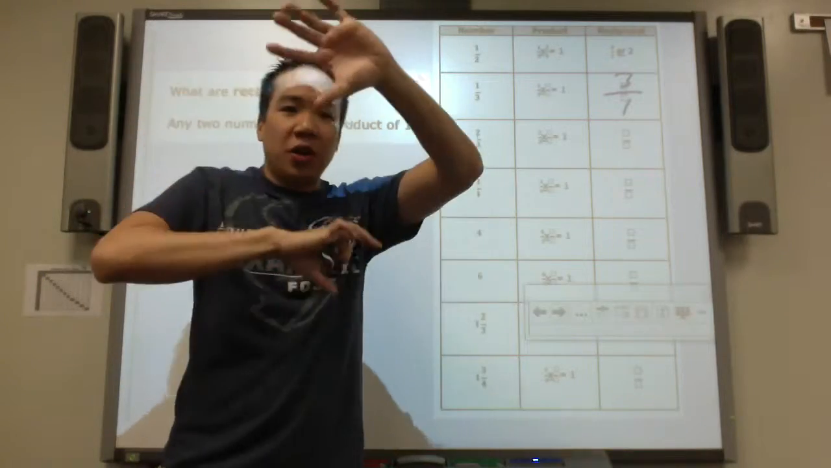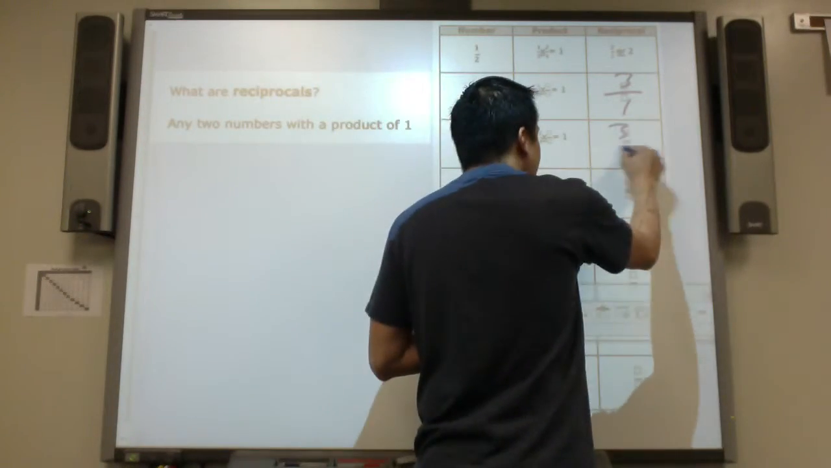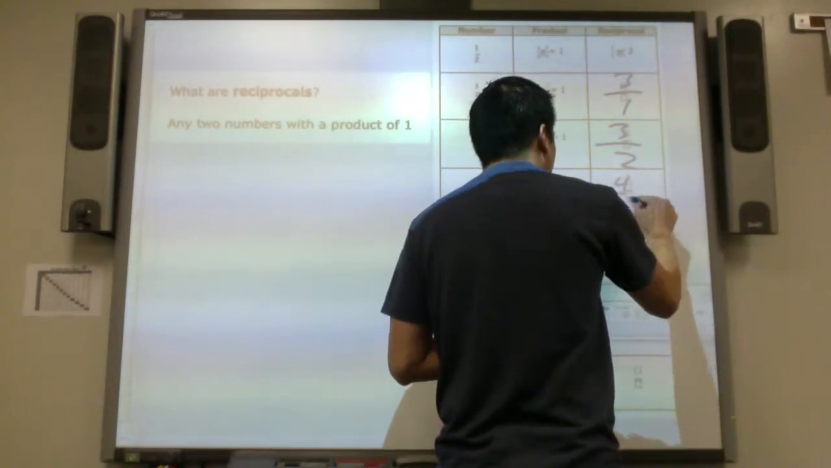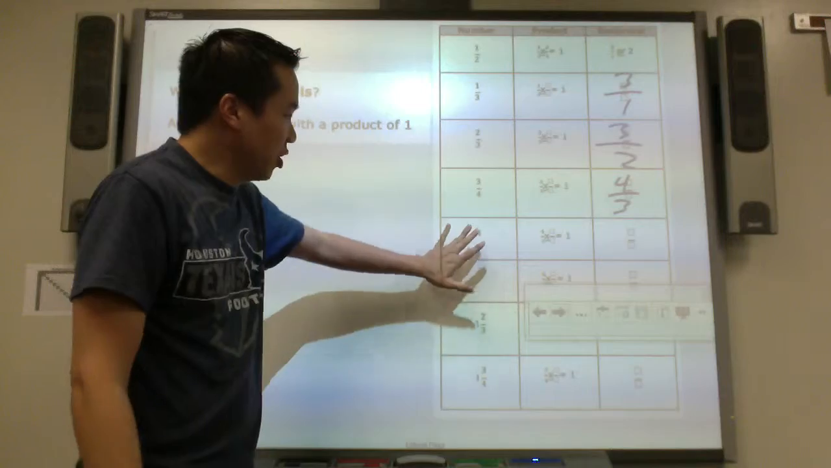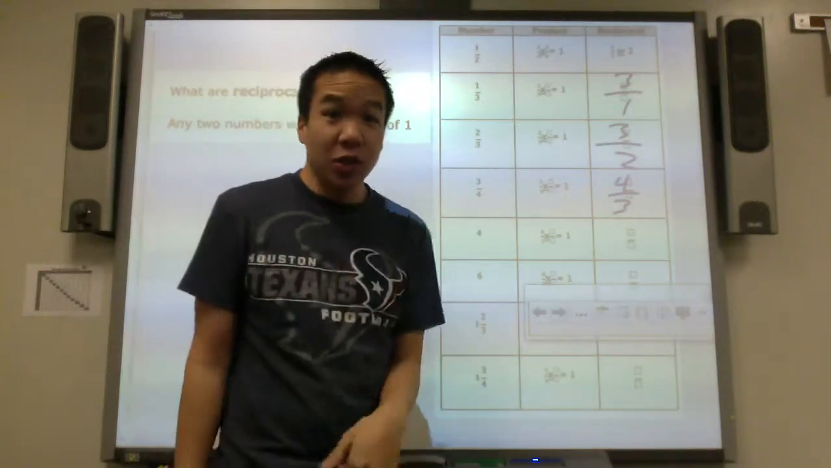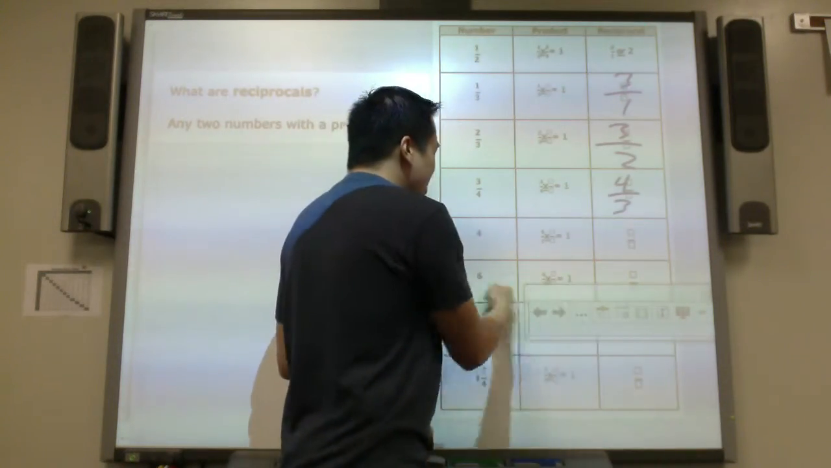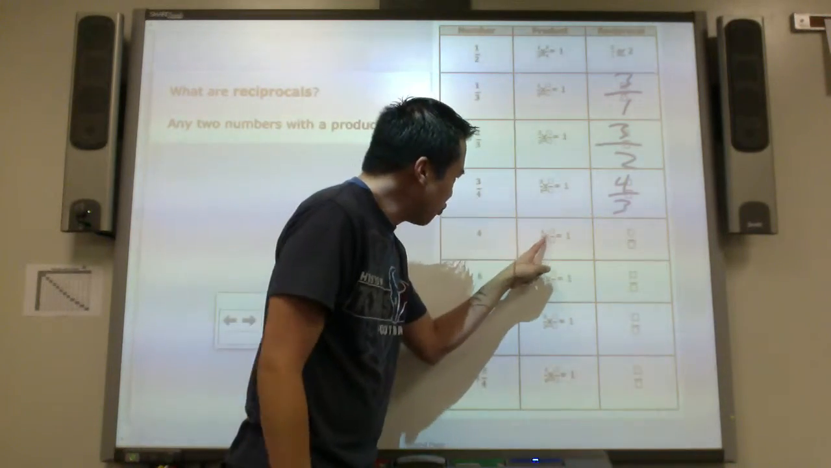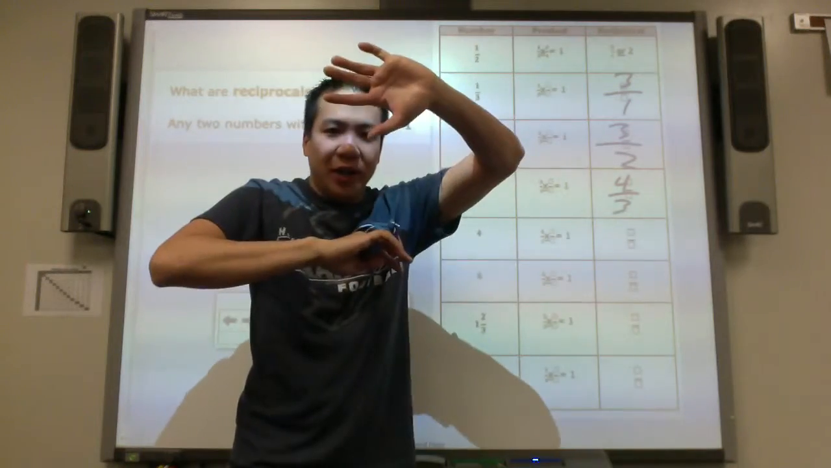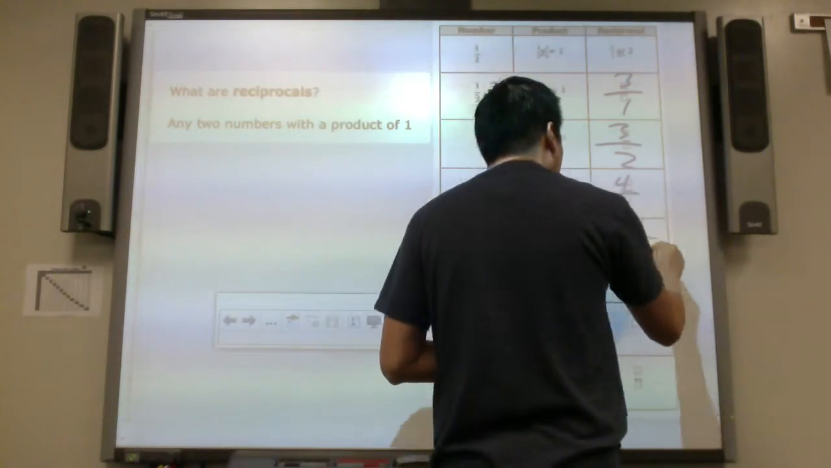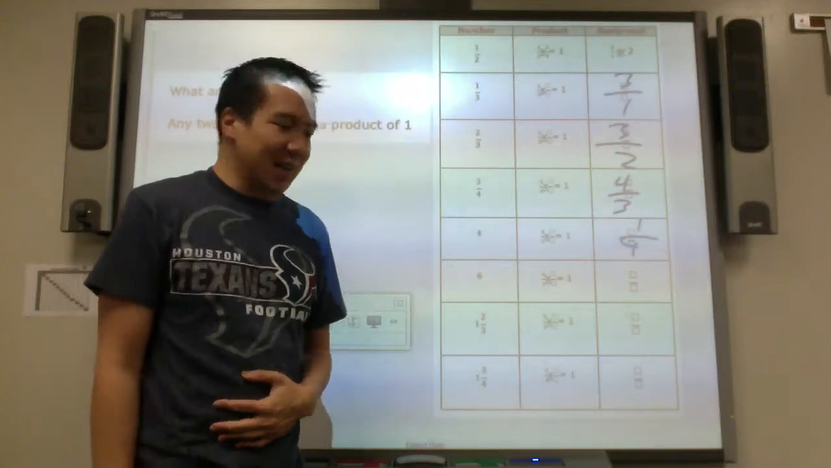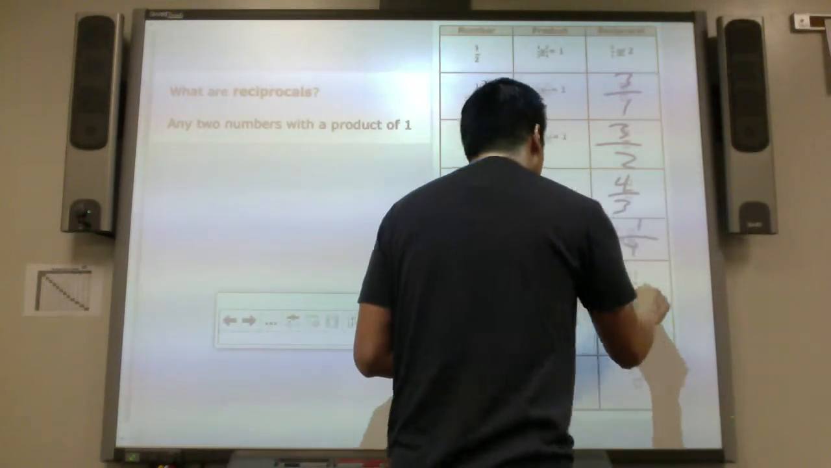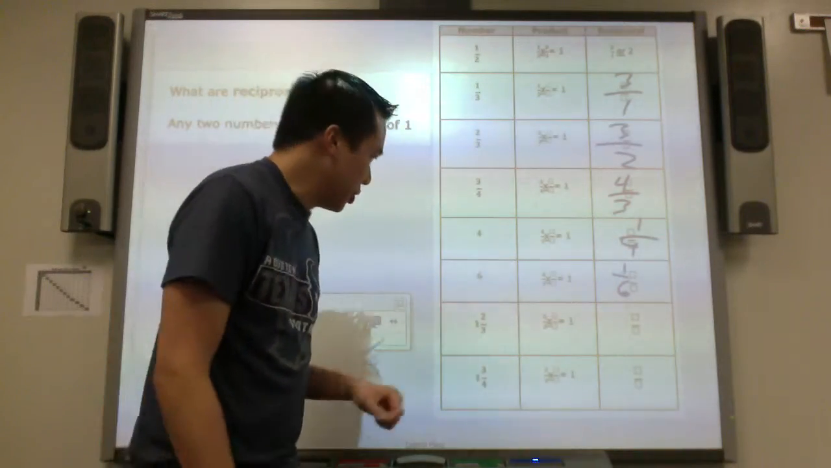What's the reciprocal of 2/3? 3/2. What's the reciprocal of 3/4? 4/3. Ooh, let's make it harder. We're not going to learn this until next week, but you know what? We can do it still. What's the reciprocal of 4? Well, to write 4 is 4 over 1. So reciprocal of 4 is 1/4. What's the reciprocal of 6? If you look, read it as 6/1. Reciprocal is 1/6.